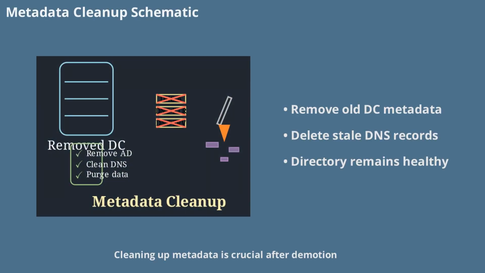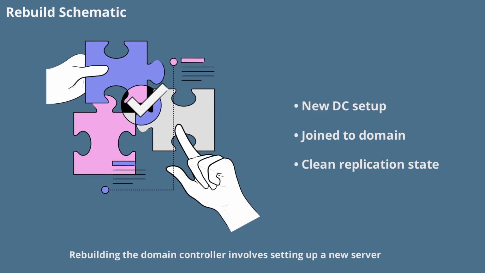Cleaning up metadata is crucial after demotion. This step removes all traces of the old controller, including DNS records, ensuring that the directory remains healthy and free from legacy issues. Rebuilding the domain controller involves setting up a new server, joining it to the domain, and promoting it. This fresh start ensures that the new controller has a clean replication state and can safely participate in the network.